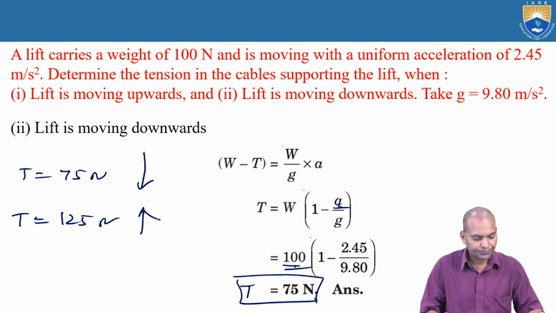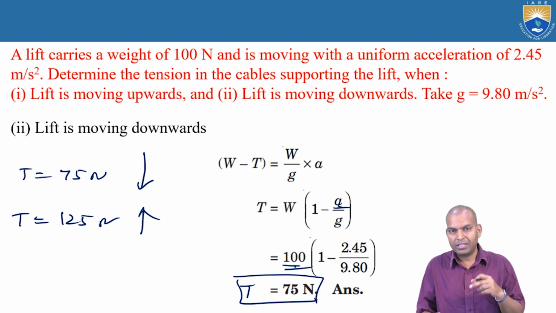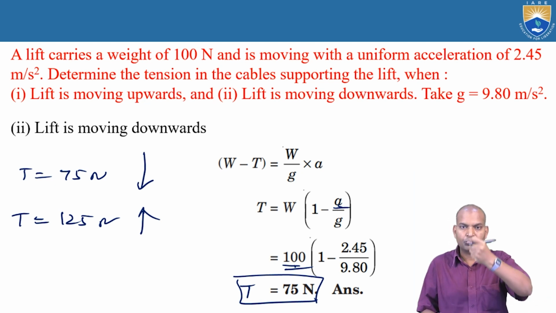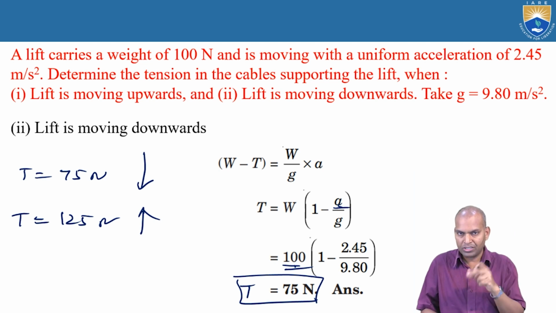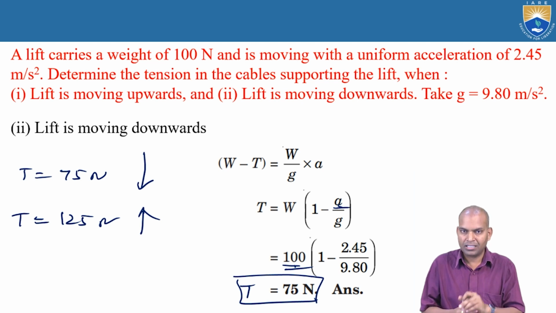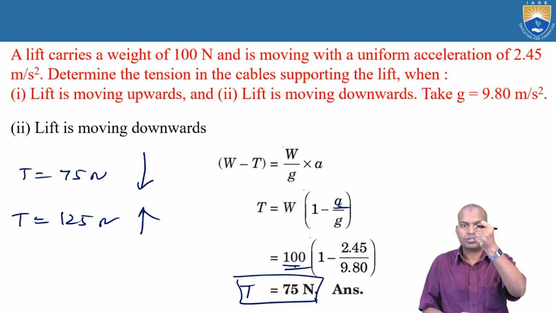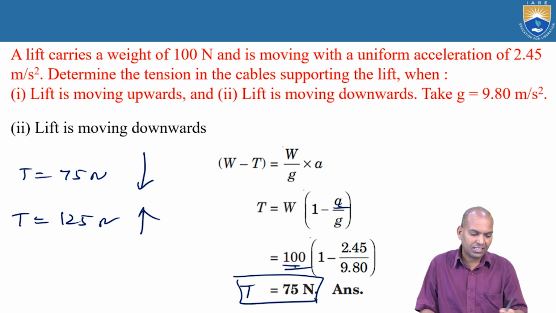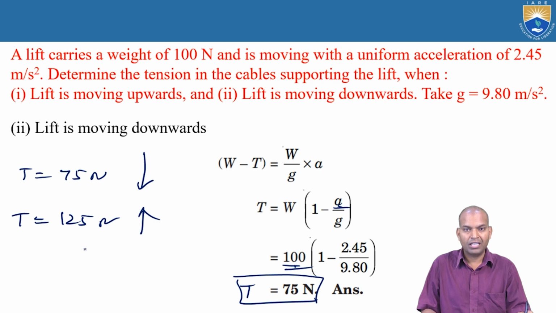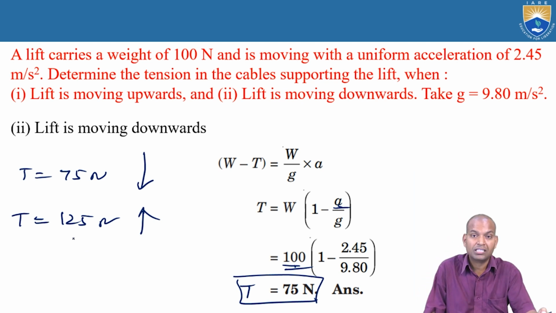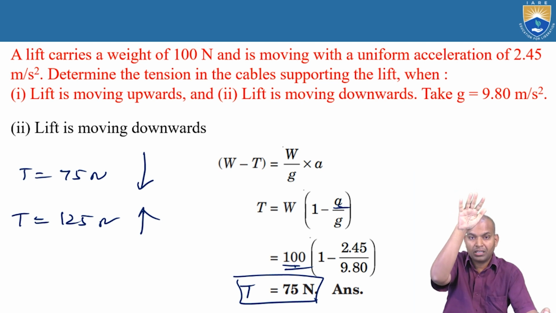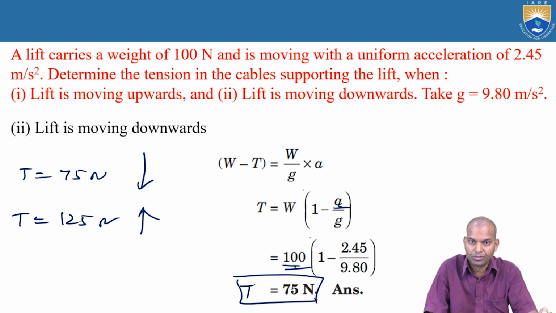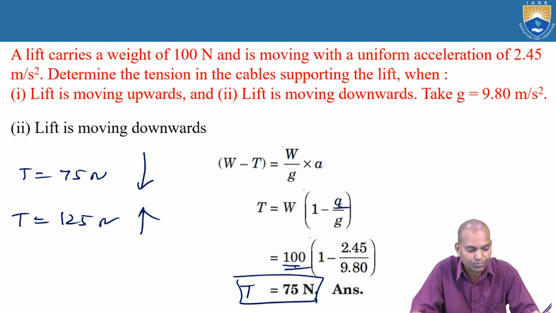Now always understand, the tension in the cable is maximum when the lift is moving upwards. Why? Because the lift is moving upward, so the lift weight plus the weight of the body inside the lift should be considered, as it has to move upwards. When it is coming downwards, it is easy. That is why there is a difference, a 15 newtons difference here. That's why the power consumption is high when the lift is moving upwards, and the power consumption is low when the lift is moving downwards. From this we can come to a conclusion.